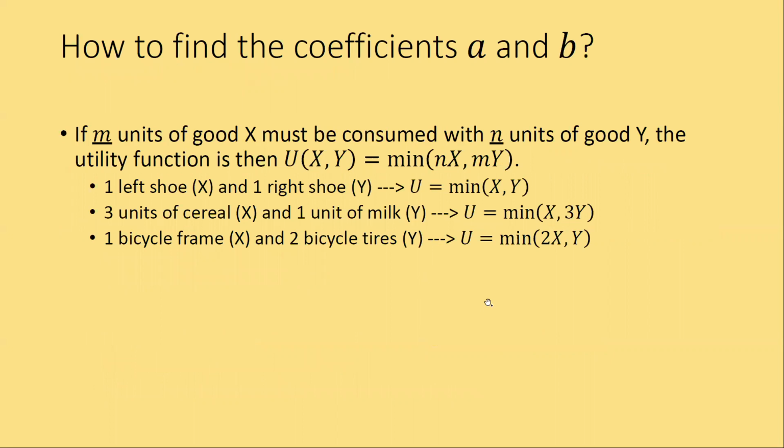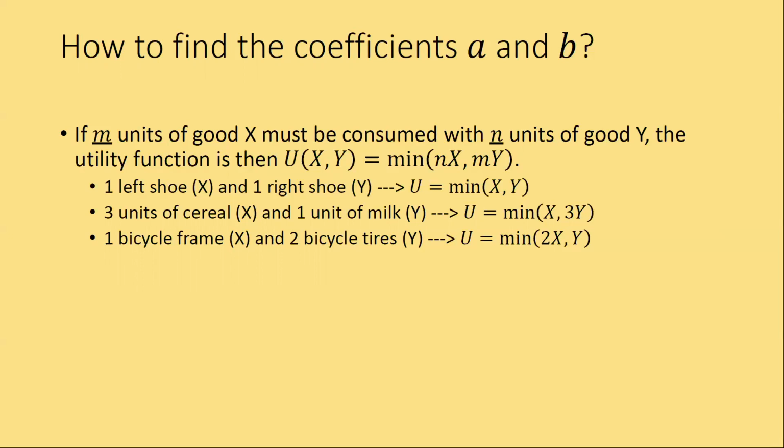So the next question is, how can we find the coefficients A and B? Here is a common rule. If the rule that we consume the two goods is such that m units of good X must be consumed with n units of good Y, then we should flip the order. We should put n in front of X, and we should put m in front of Y. So u(x,y) is the minimum of n times X and m times Y.